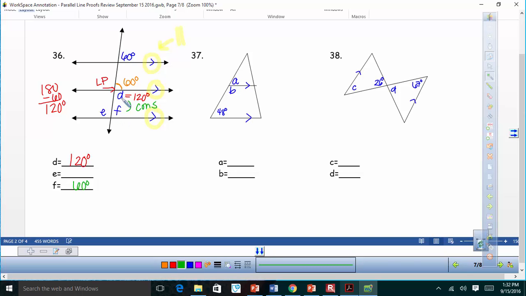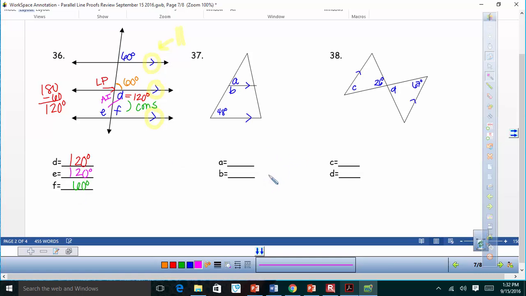Now, does D and E have a relationship? Very good. These are alternate interior. So that means that they are congruent, so this would be 120. Does it help covering it up? Okay.